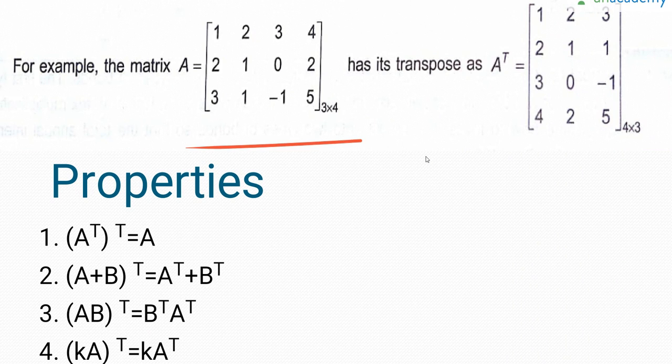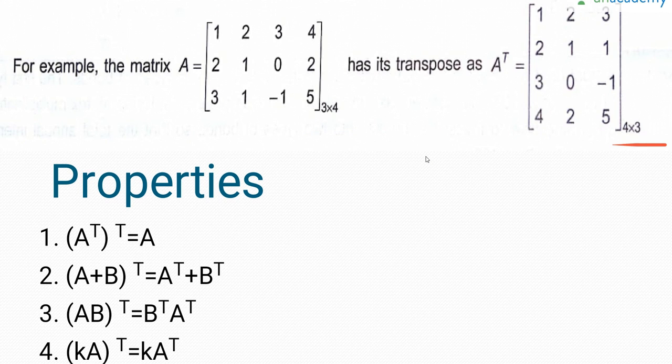Let's understand this with the help of an example. That is, matrix A with elements 1, 2, 3, 4 and so on. Now its transpose A^T will be this: the row elements 1, 2, 3, 4 are converted into column elements, and similarly this row is converted into this column. So as the order was 3 cross 4, now the order is changed to 4 cross 3.